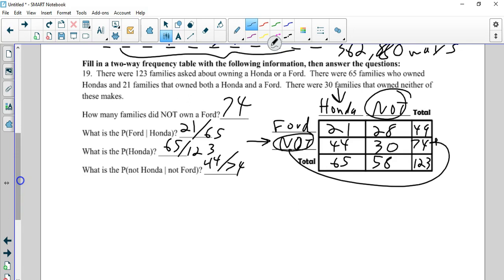Wait, sorry, my bad. It said not Honda. So not Honda is right here. So that's 30. Sorry about that. Again, my thing was backwards. So again, if you look at it this way, I'm given not Ford, which means I'm looking this way. Okay, and 74 is my denominator. And not Honda is right here. There's my numerator. That's it.